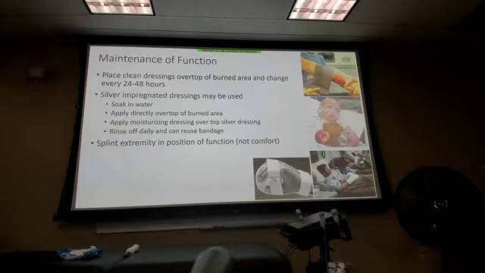Splinting the extremity in the position of function, not comfort, okay? We want to try to preserve function. So you'll see them in hand splints with the fingers spread, trying to keep contracture at bay. A lot of times the patients don't like it. It really depends on tolerance, but it's not for comfort, it's for function.